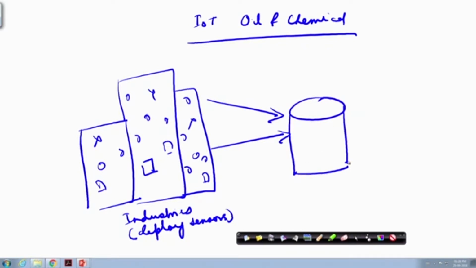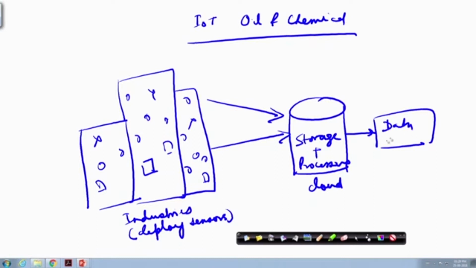So, these data are finally going to reach some server or some cloud service, let us say, which has storage plus processing capability, and this data would be analyzed and would be made available to, let us say, the manager. So, manager at a high level I am mentioning. So, it could be any type of manager, whoever needs access to the data. So, this is holistically how it is going to happen.